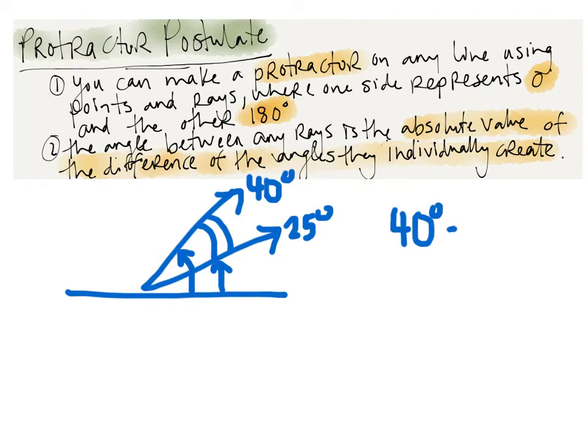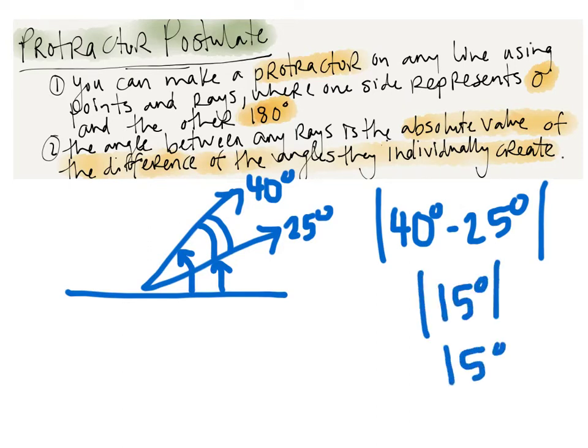So 40 degrees minus 25 degrees, and then finding the absolute value. So 40 minus 25 is 15 degrees. The absolute value of that is 15 degrees. So that means that this angle right here is 15 degrees. That's it.